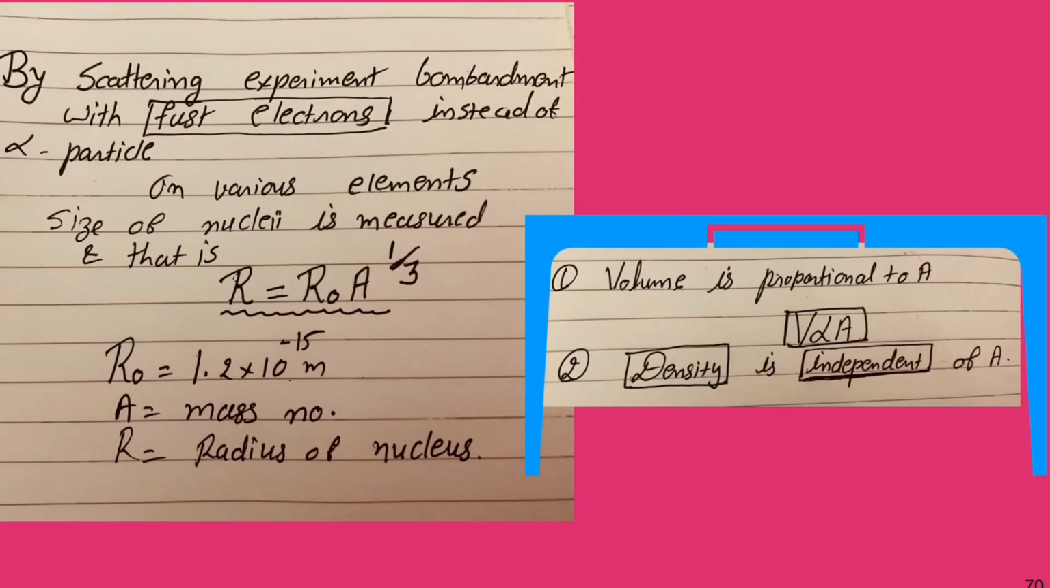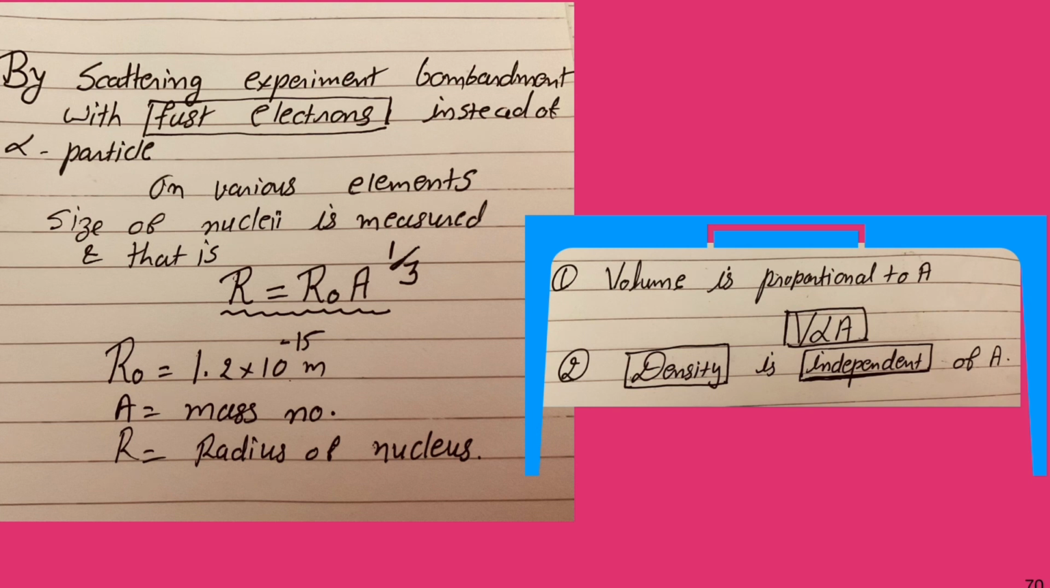By scattering experiments, with bombardment by fast electrons instead of alpha particles, the size of the nuclei of various elements is measured, and so the radius is R equal to R0 A raised to 1 by 3, where R0 is a constant, 1.2 into 10 raised to minus 15 m, A is the mass number and R is the radius of the nucleus. And do remember, volume is proportional to A and density is independent of A.